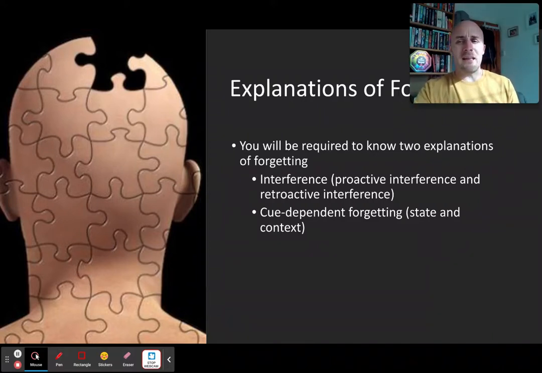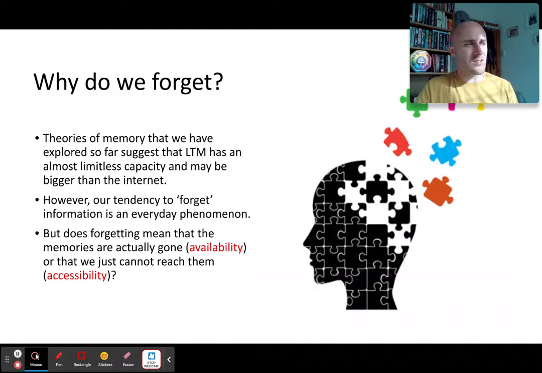So this bullet point and the next bullet point are looking at where memory fails us, where we have maybe false memories, and how your memories are so influenced by the environment, both internal and external. So we're going to be looking at interference and cue-dependent forgetting. These are the two explanations. Both of these explanations, by the way, can be split down into two smaller explanations. So, for example, interference is made up of proactive and retroactive interference, whereas cue-dependent forgetting is made up of state-dependent forgetting and context-dependent forgetting. And let's start at the beginning.